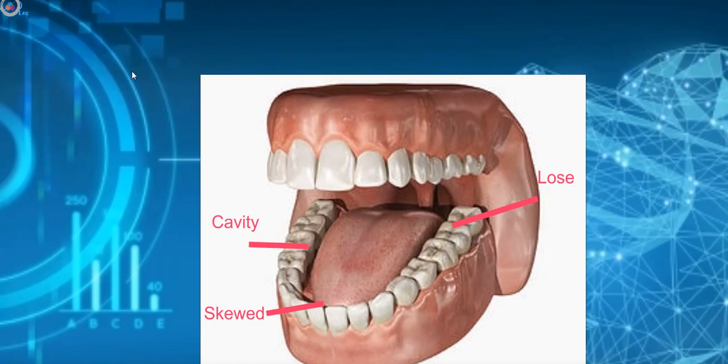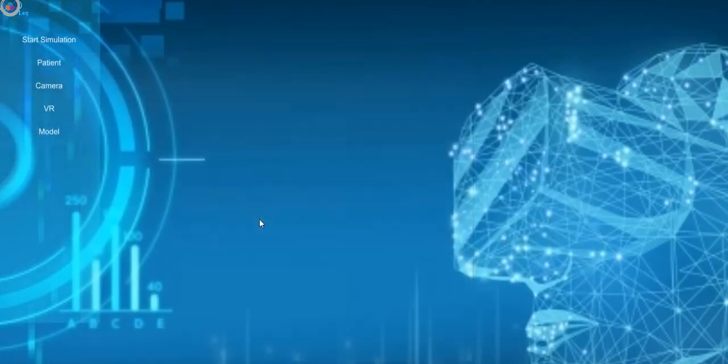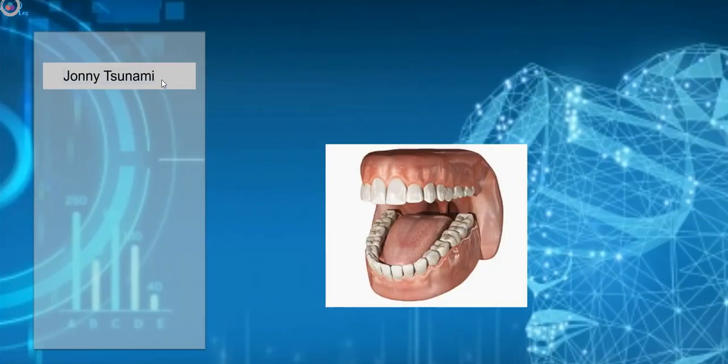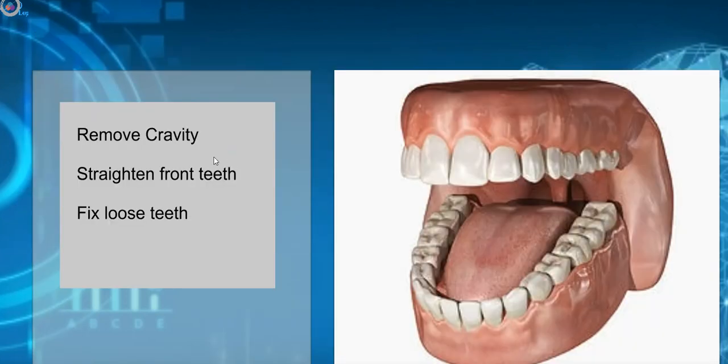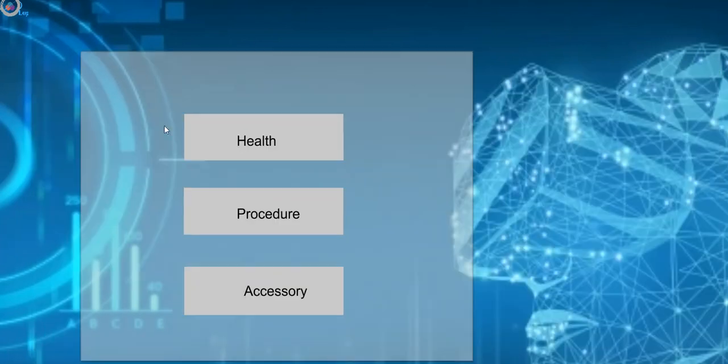So moving back, we can go ahead and look at, oh boy, we're having little issues here with our system. Workshop, Johnny Tsunami. Go back to Procedure, and we'll see what procedures are available, what the dentist recommends to be done. So we have remove cavity, straighten front teeth, fix the loose teeth. Right. Go ahead back, and we can look at Accessory.